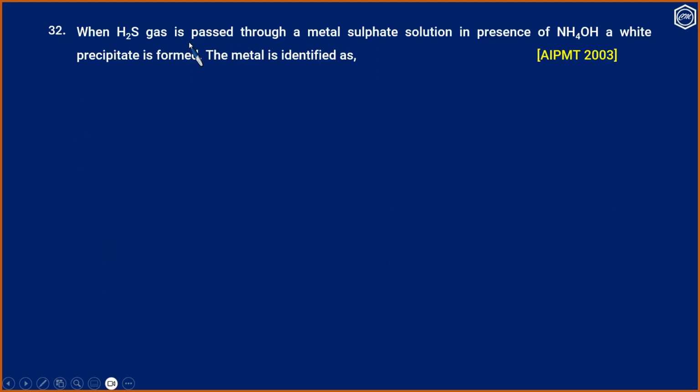Question 32. When hydrogen sulfide gas is passed through a metal sulfate solution in presence of ammonium hydroxide, a white precipitate is formed. The metal is identified as zinc, iron, lead, or mercury. Since we are passing hydrogen sulfide, the metal sulfide should be precipitated and the precipitate is said to be white. So zinc sulfide is white in color. So the answer is zinc.